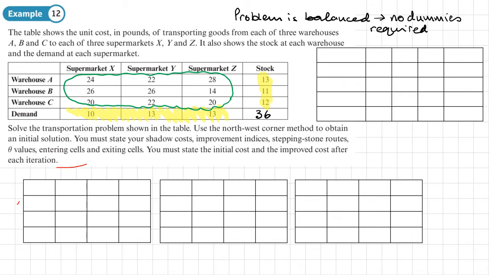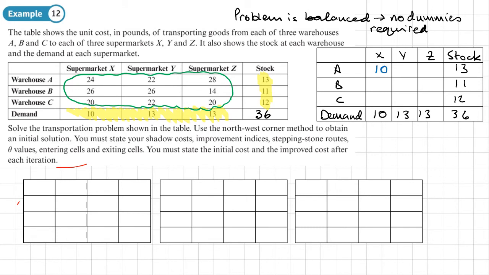So we need to start with the northwest corner method. So I guess we'll use this table over here to put in our supply and demand, X, Y and Z, and then we'll put the stock here, and then we'll fill in the supply and demand. So you've got 10, 13, 13 and 13, 11 and 12. Okay, so we'll start up here, northwest corner, and we'll see that this place needs 10 units.